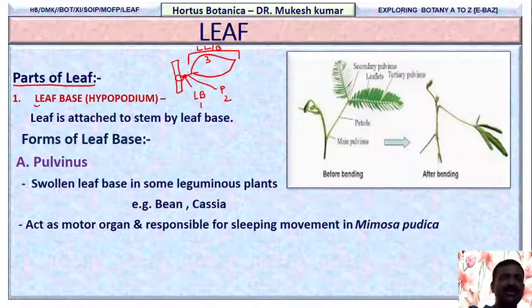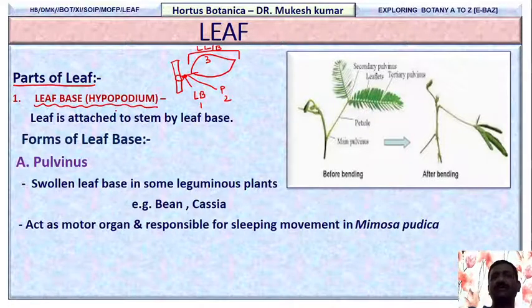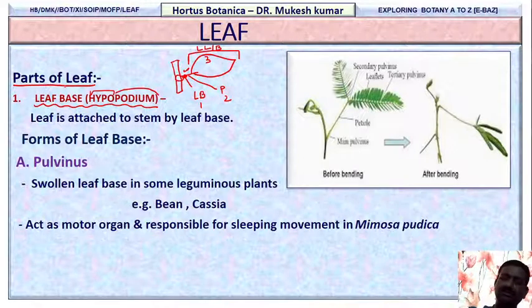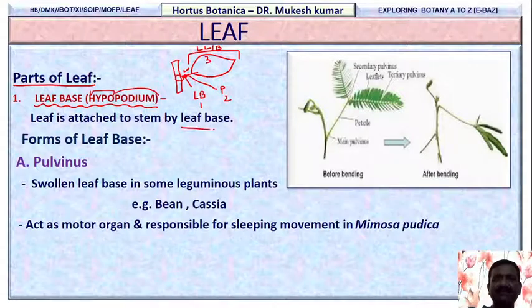Okay, so we are talking about the first, leaf base, also known as the hypopodium. Podium means towards the leg, the basal part. Hypo means lower. So this is the hypopodium, also known as the leaf base. The leaf is attached to the stem by the leaf base. This is the attaching part of the node and the leaf base.